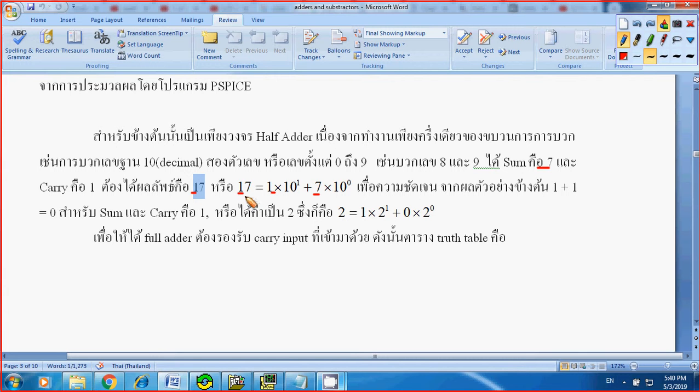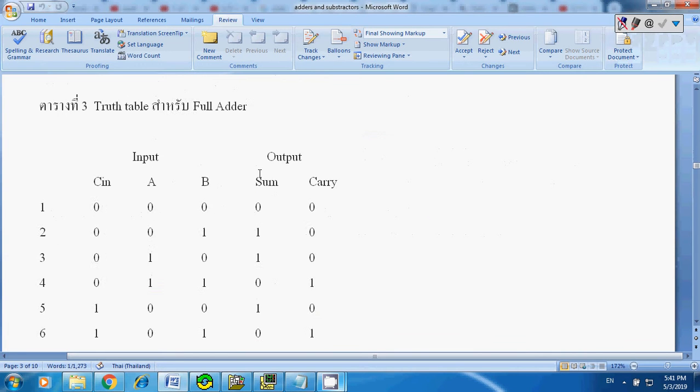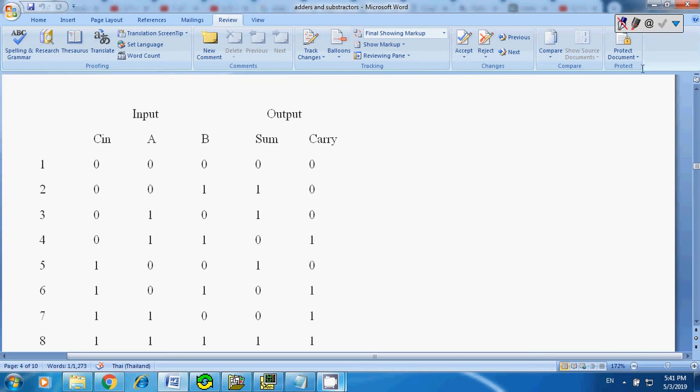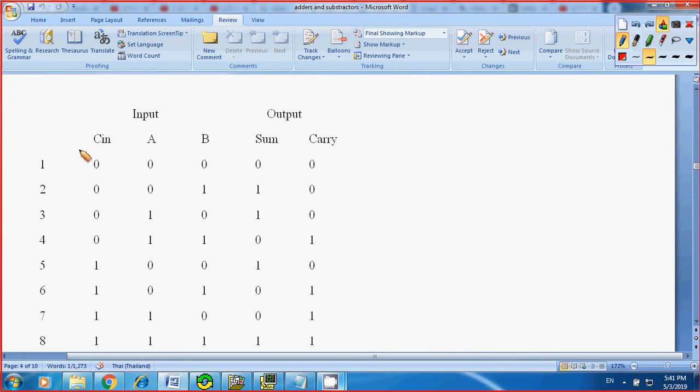That's how it works. So to make the adder complete, or to be the full adder, you need to have another input. In this case we call it C incoming, as the input as well. So instead of two inputs, you end up with 3 inputs. This is your input, this is your output. You have input C incoming, input A, and input B. You expect to have output sum and output carry.